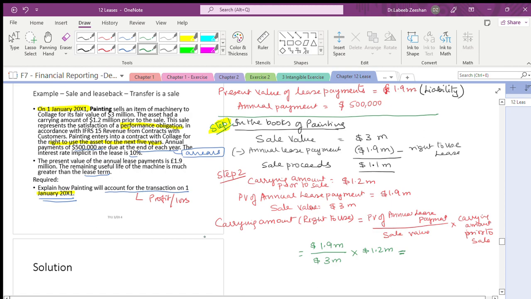How much will we get? 1.9 divided by 3 times 1.2. Is that how much you'll get? 0.76 million. Is that 0.76 million? This is nothing but the carrying amount as per right to use.